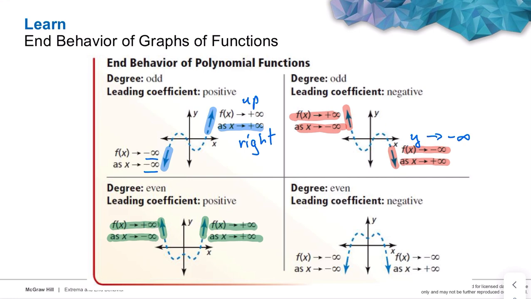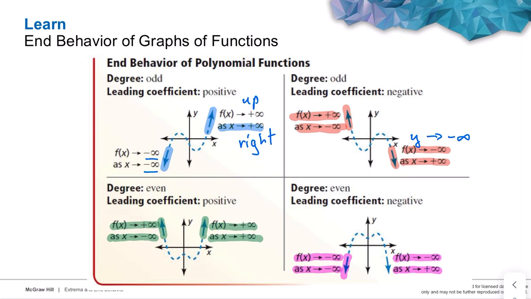Now, the next one, as x is going to the left, negative infinity, f of x is also going to negative infinity, and as x is going to the right, f of x is also going to negative infinity. So, all of the degree stuff, all of the leading coefficient stuff can tell you exactly what's going on. You're just looking for those things and trying to match them up.